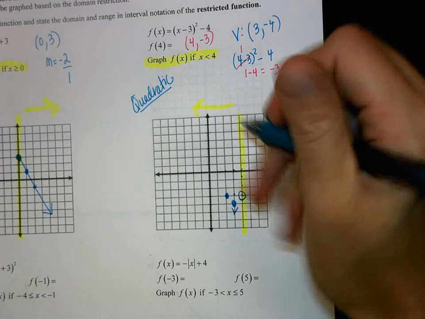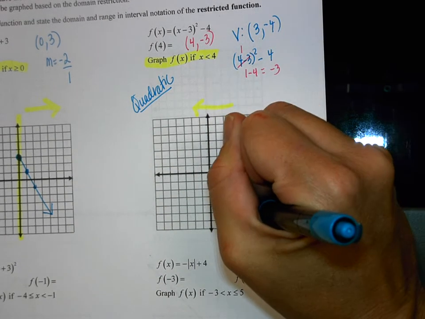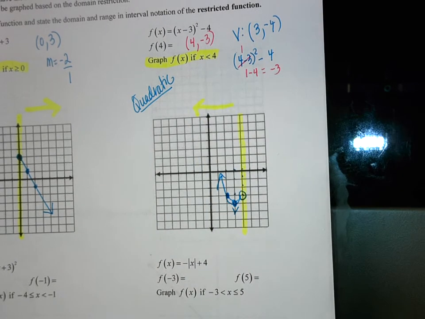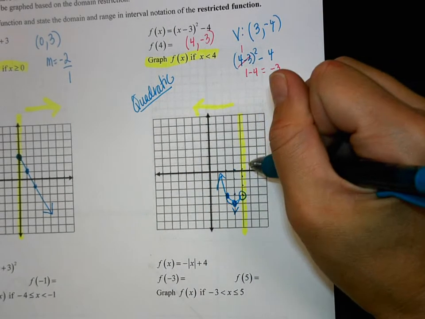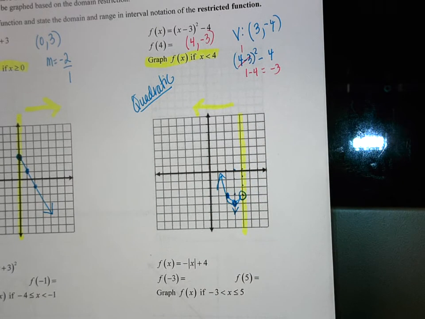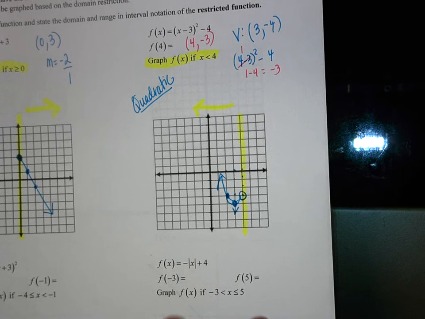And then quadratics are curved, but we're starting here and it just curves like this. So normally it'd curve up that way as well, but because of the restriction, it's not. Do we have questions? Okay, are you guys ready for the next one?